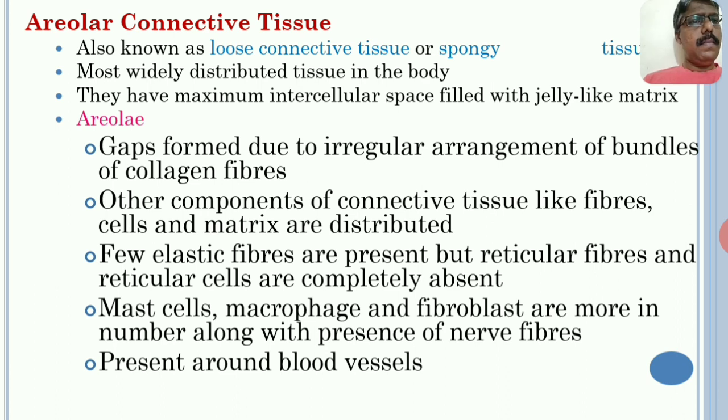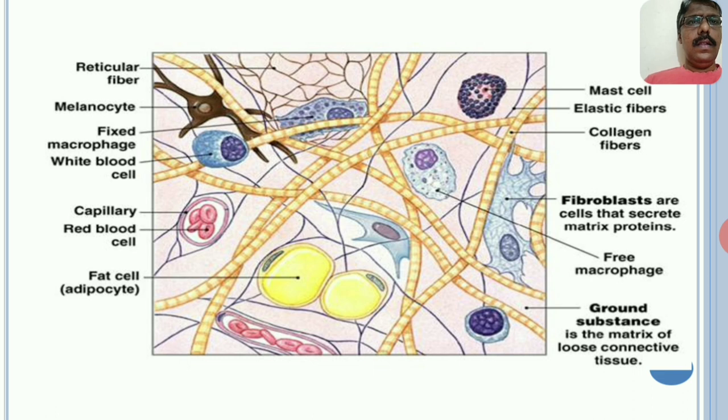Few elastic fibers are present, but reticular fibers and reticular cells are completely absent. Mast cells, macrophages and fibroblasts are more in number, along with nerve fibers present around blood vessels. Now this is the structure of connective tissue.